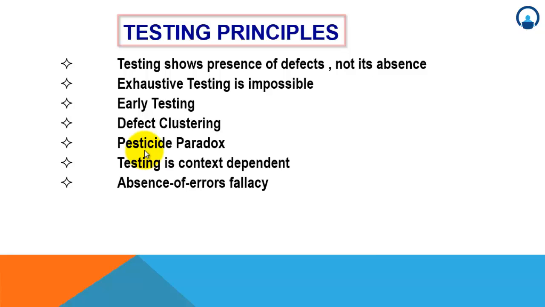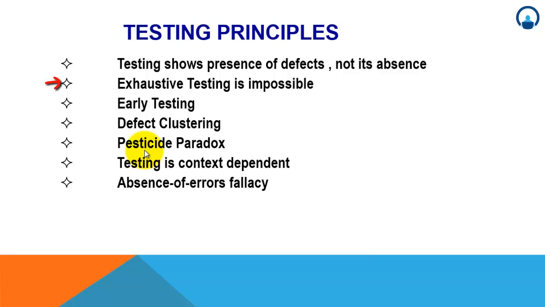Testing principles. Testing shows presence of defects, not its absence. Testing can show that defects are present but cannot prove that there are no defects. Testing reduces the probability of undiscovered defects remaining in the software, but even if no defects are found, it is not a proof of correctness.